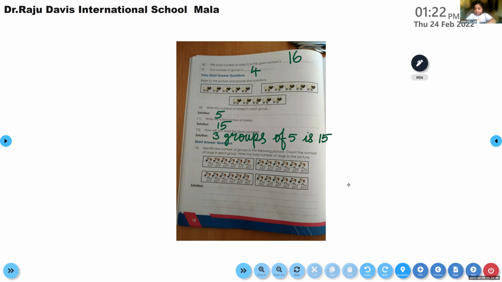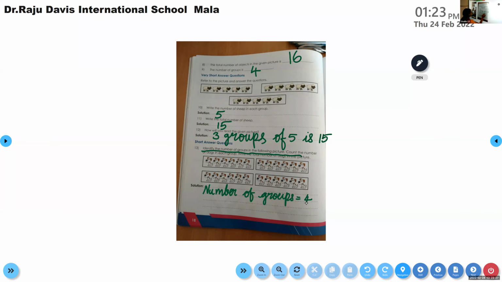Ma'am, already finished. Okay, let's move to 13. Please listen. Identify the number of groups in the following picture. So, how many groups are there? 4 groups. So we got the first answer, number of groups. So we can write here, number of groups is equal to 4.